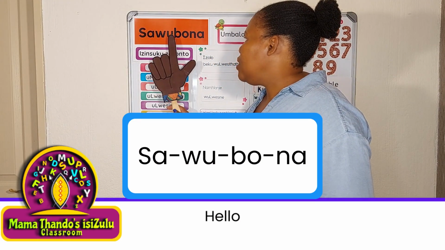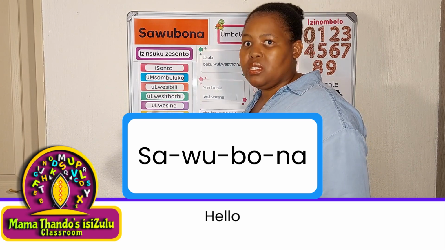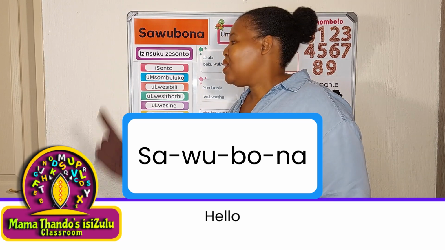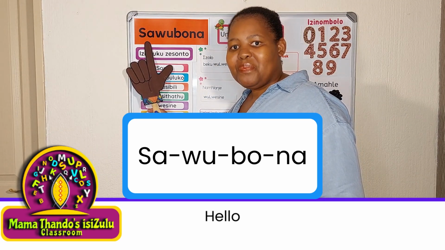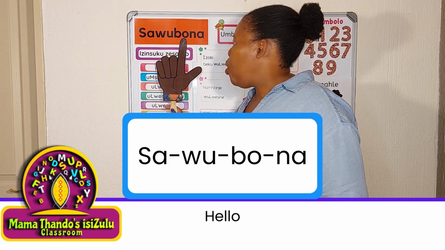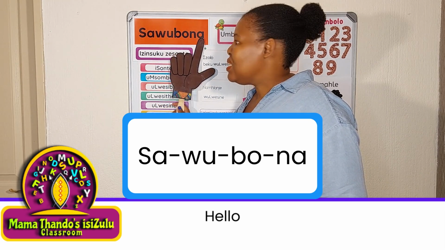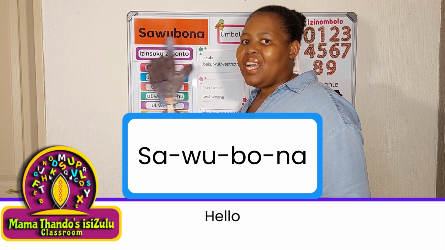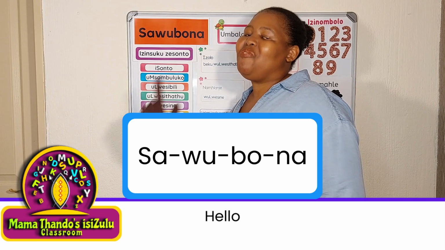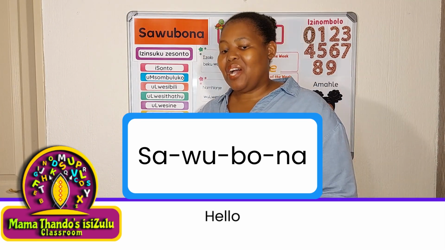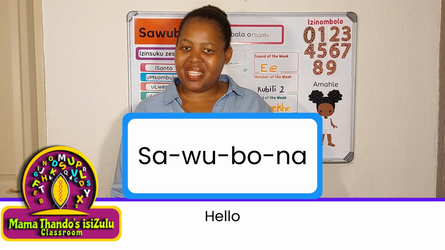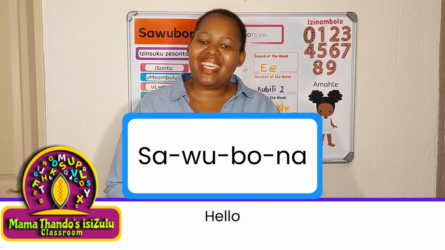There are 1, 2, 3, 4 syllables in the word sawubona. Sa, u, bo, na. Sawubona. Very well done, Mngani. Now that we know the word hello in isiZulu, sawubona, let's sing the song together.